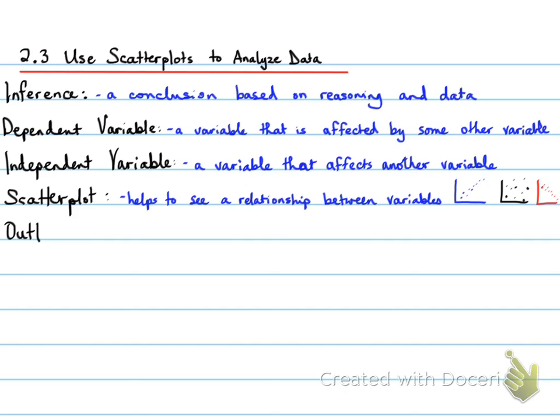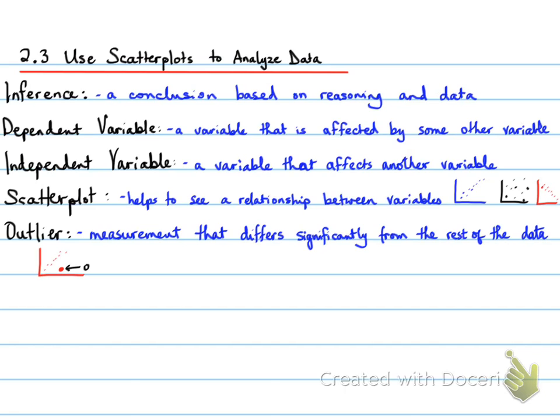Okay, next we're looking at outlier. An outlier is a measurement that differs significantly from the rest of the data. So for example, looking at here, we can see that there's an outlier here at this point. This point is an outlier from the rest of the trend of this data. Okay, so the outlier is the point that doesn't really follow the trend in the data. So it differs significantly from the rest of the data.